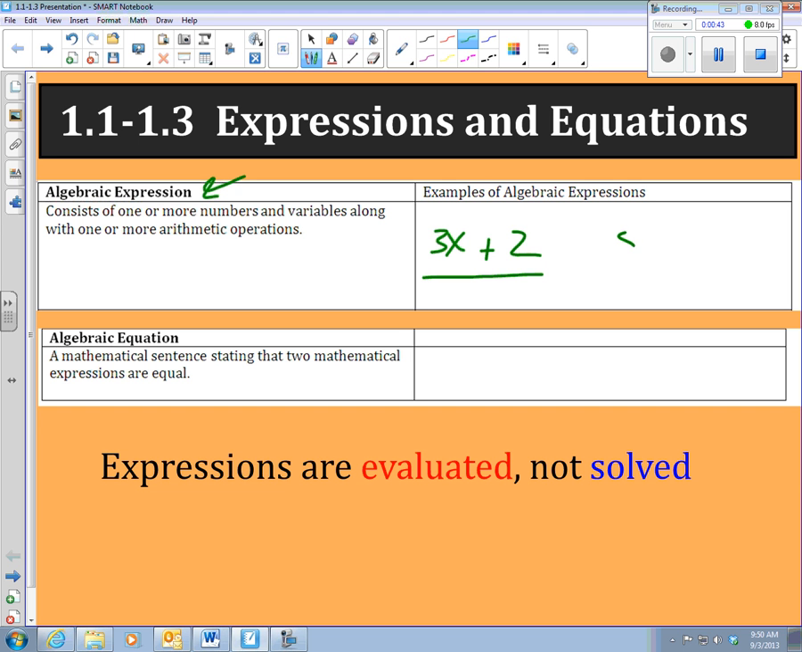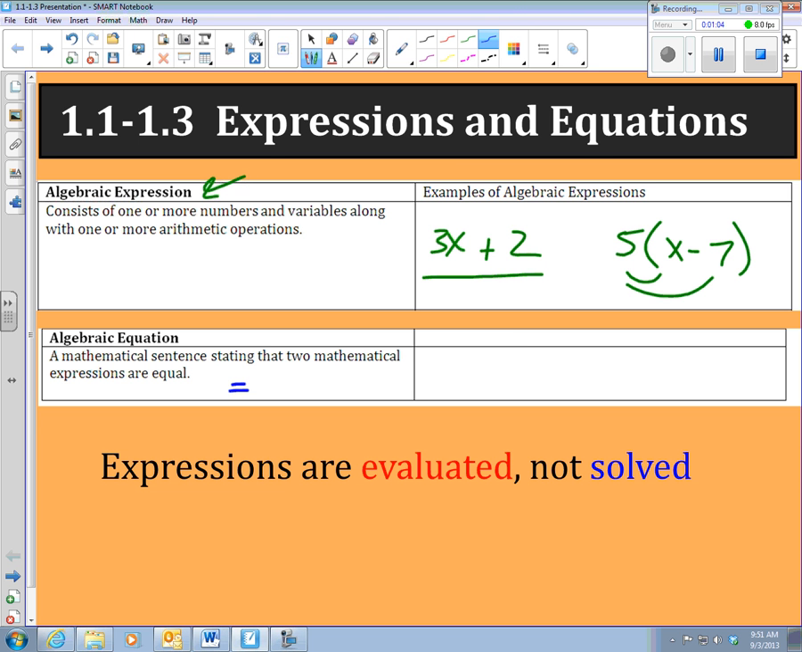Also, you could say something like 5 times the quantity of x minus 7. Also an algebraic expression. The parentheses are what we consider an operation. To simplify this, you would have to use the distributive property first. What is missing from these two is an equal sign.